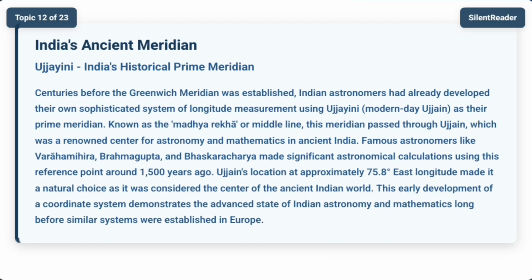Ujjain's location at approximately 75.8 degrees east longitude made it a natural choice as it was considered the center of the ancient Indian world. This early development of a coordinate system demonstrates the advanced state of Indian astronomy and mathematics long before similar systems were established in Europe.